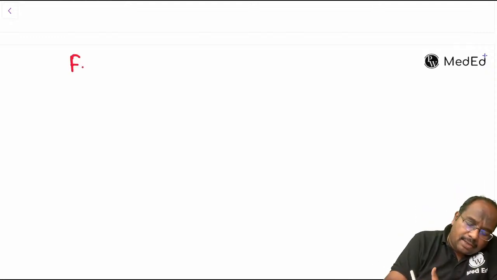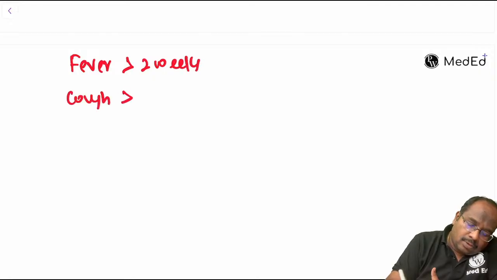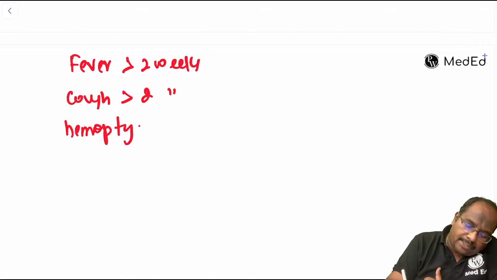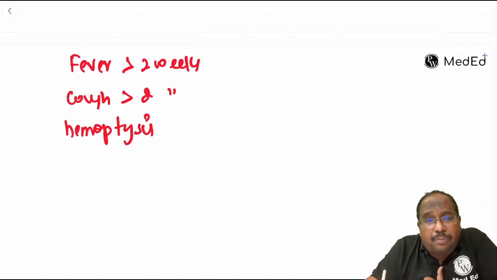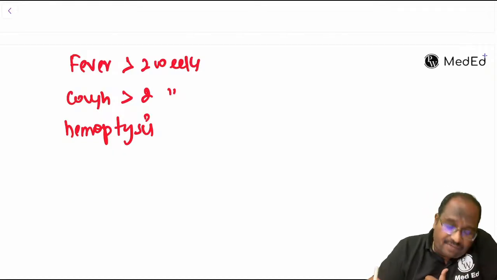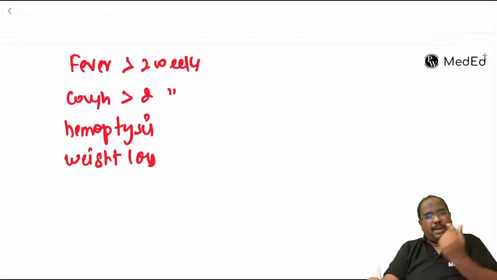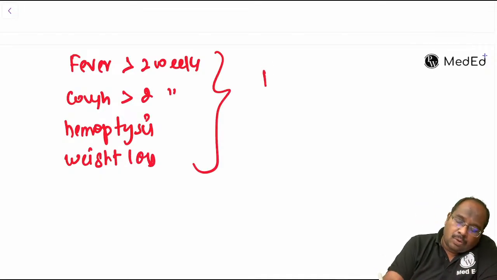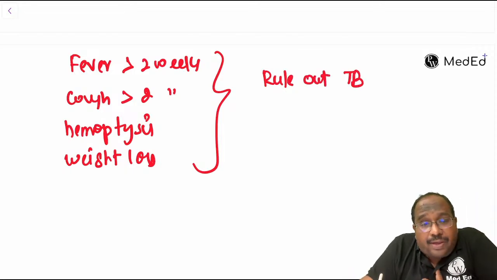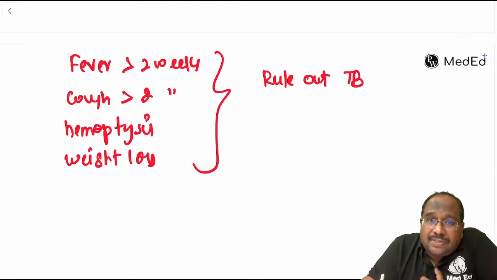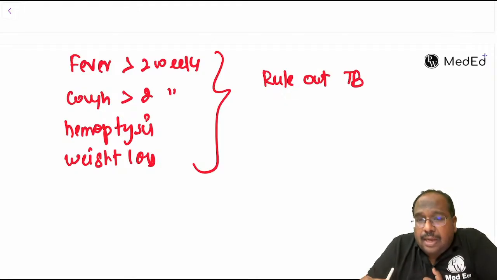Now what is a TB case? Any patient you are seeing with fever for more than 2 weeks, cough for more than 2 weeks, hemoptysis, weight loss, or any abnormality in chest X-ray, you are supposed to rule out TB. Even if you are taking an X-ray for some other reason, but the patient looks like having features of TB.